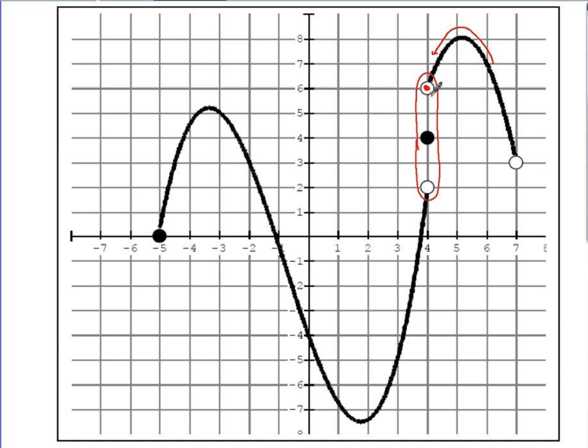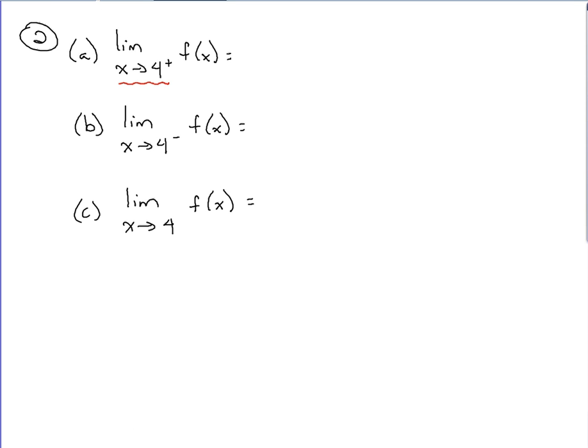So assuming that point's there, should we arrive at that point, what's the value of the function at that point? 6. Okay, it's 6. So this would be 6.